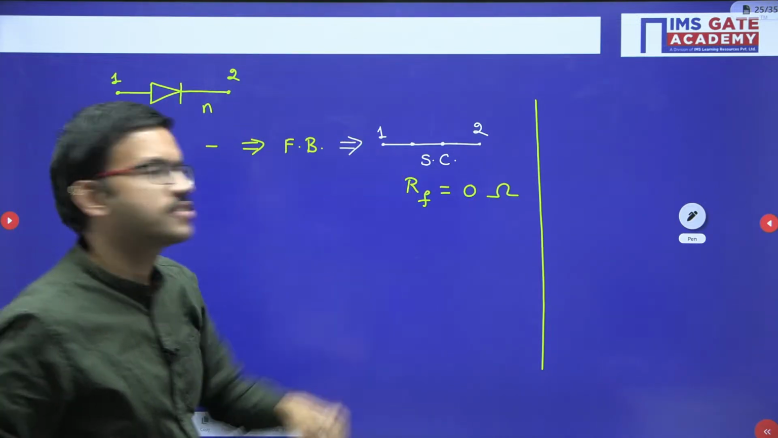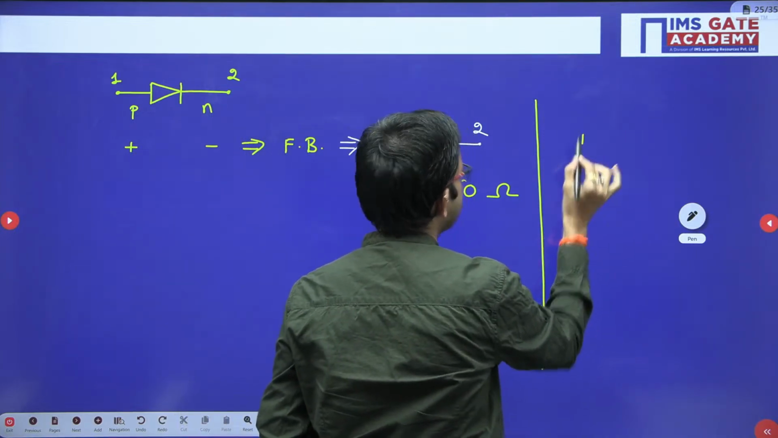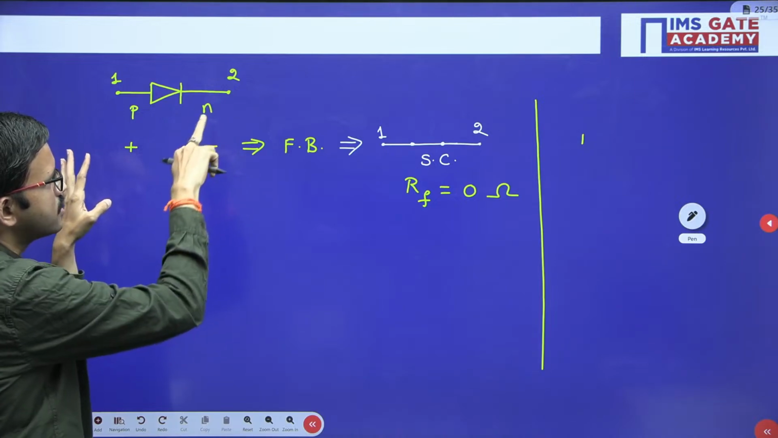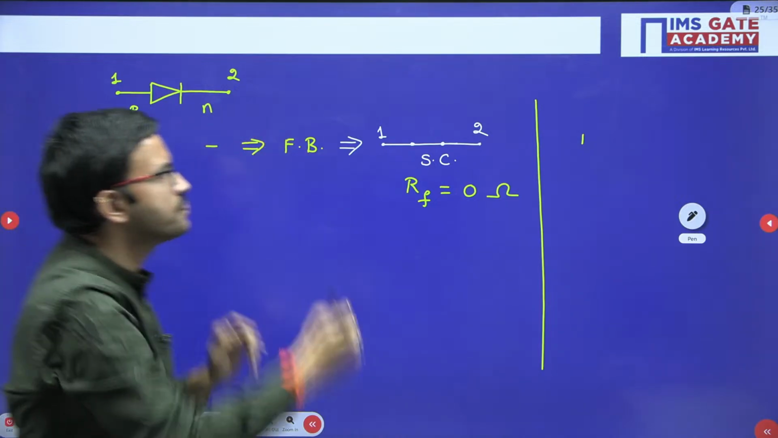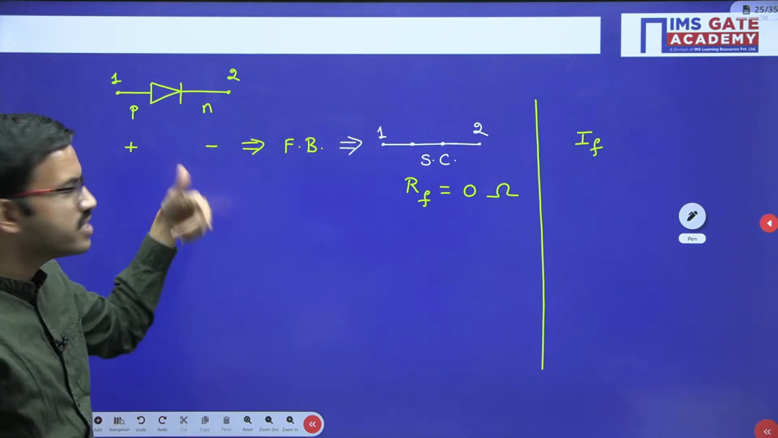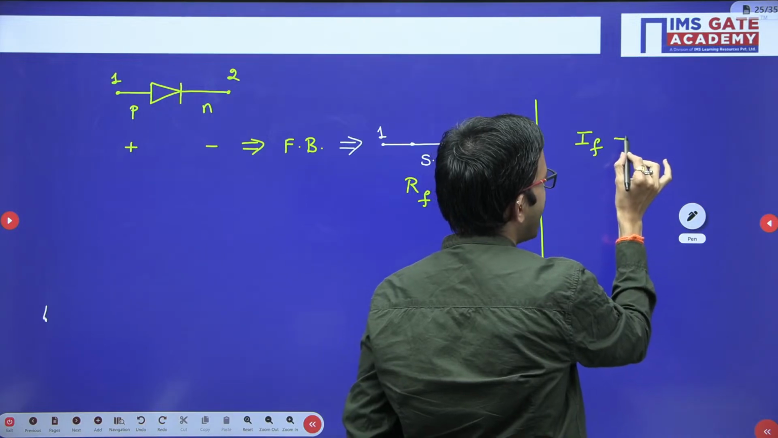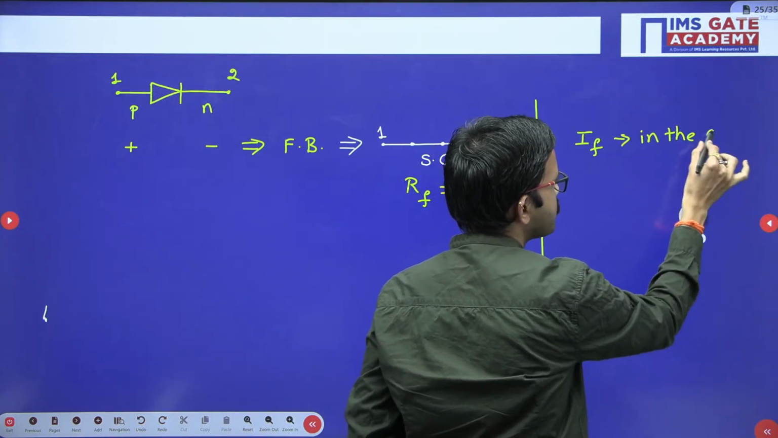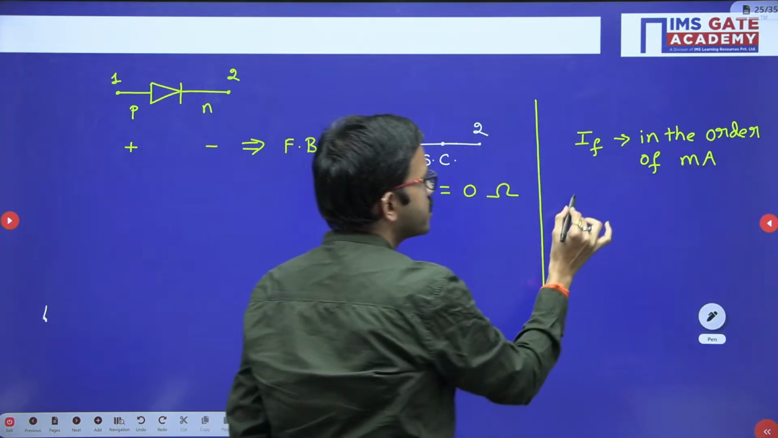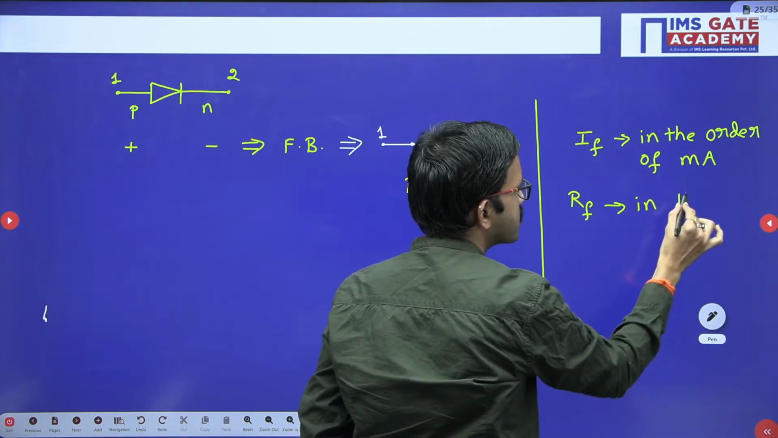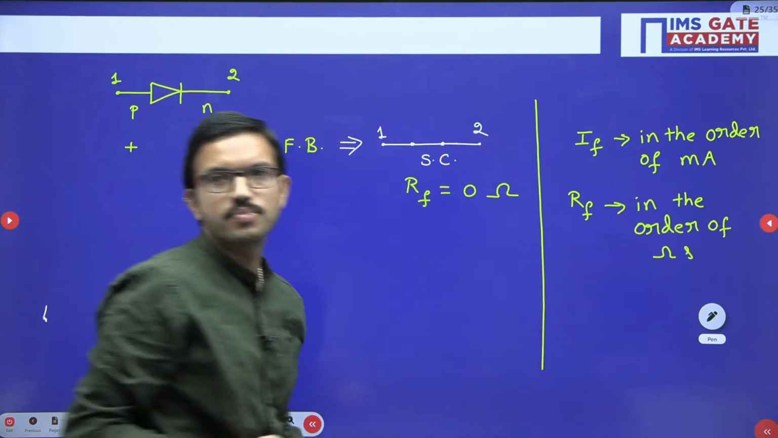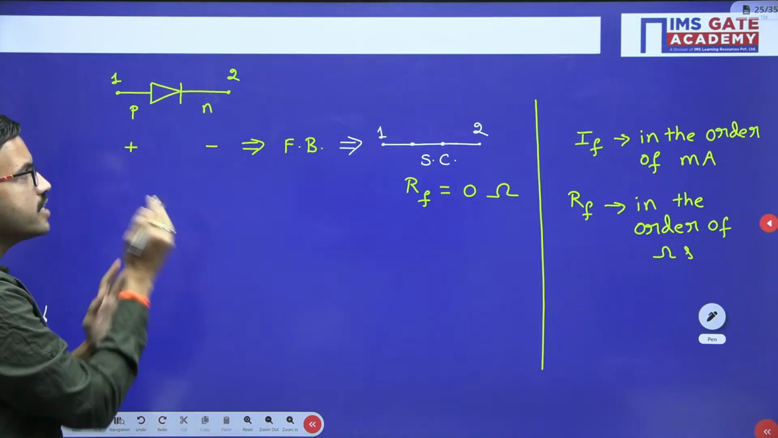If you are considering a practical diode, since you have connected voltage polarity plus here and minus here, the current will flow like this between 1 and 2, and the current flowing between terminals 1 and 2 is nothing but forward current, because the diode is in forward bias. For practical applications, IF will be in the order of milliamperes, whereas forward resistance will be in the order of ohms. Now let us change the polarities of voltage.